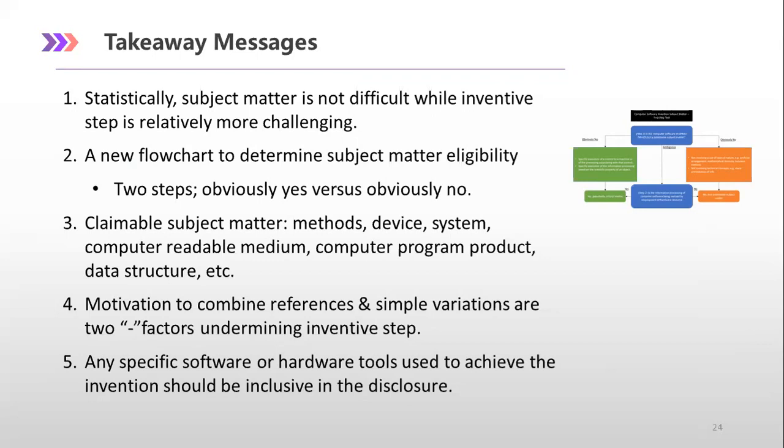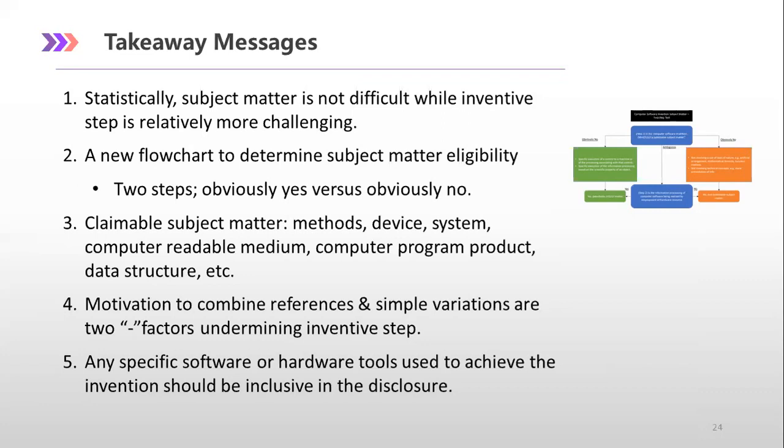Number two, a new flow chart to determine subject matter eligibility was introduced. Remember, there are two steps. If the invention is obviously a type of patentable invention, after the first step, it passes the test. Or to the contrary, if it is obviously not a type of patentable invention, then you'll be kicked out without a bother to go to the next step.